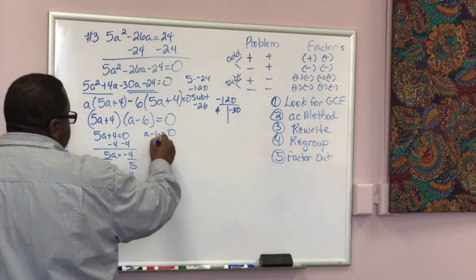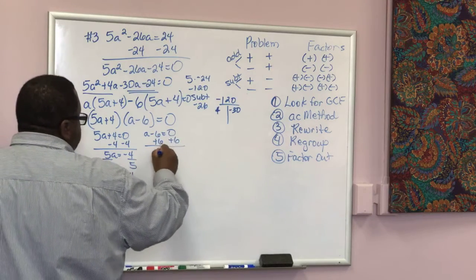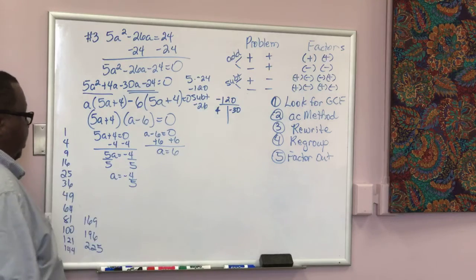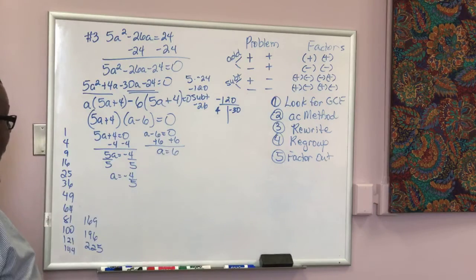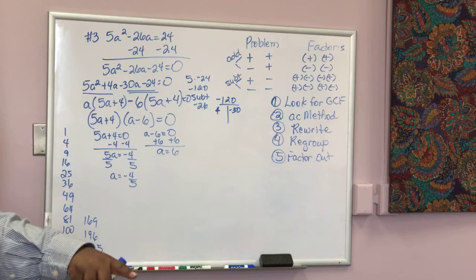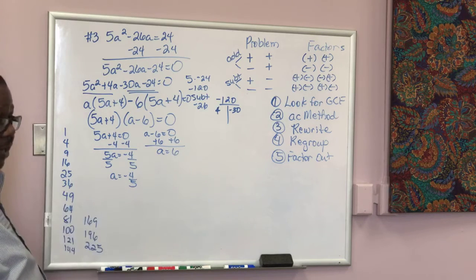Then on this side, we just what? Add 6 to both sides. And a is going to be what? 6. So your solutions are negative 4/5 and 6. You and me did some class. So she doesn't care about the, leave it as a fraction. She doesn't care about none of that stuff. So you leave it just like that.